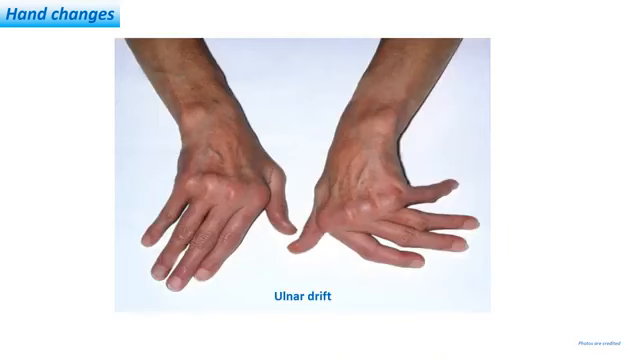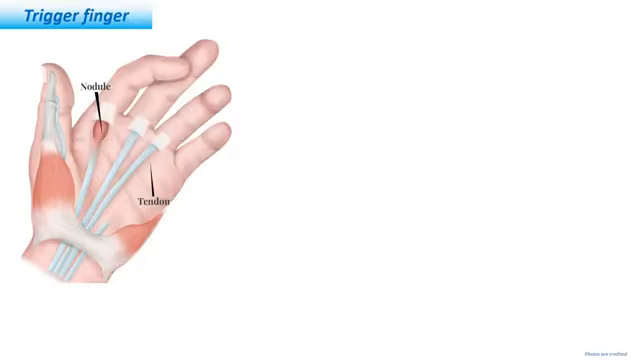Once again, hand changes. See the ulnar deviation of the fingers, mostly occurring in the metacarpophalangeal joint region, which we see here. This is known as ulnar drift. Let us discuss the trigger finger. Trigger finger is very common in rheumatoid arthritis patients.